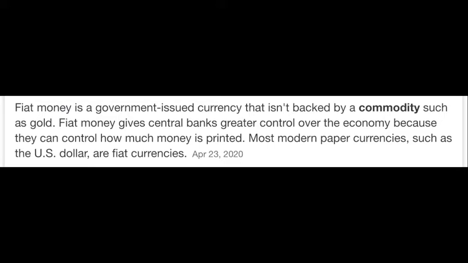Fiat money gives central banks greater control of the economy because they can control how much money is printed. Most modern paper currencies, such as the US dollar, are fiat currencies. One of the biggest downfalls of fiat currencies is inflation.